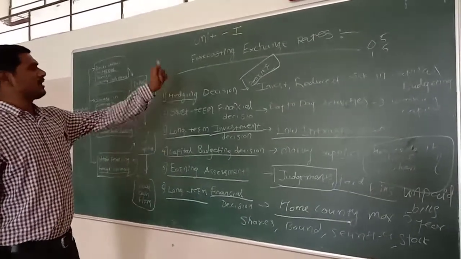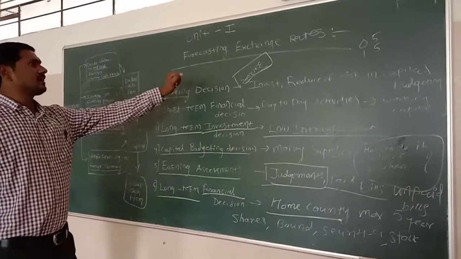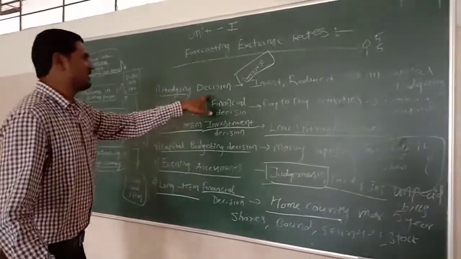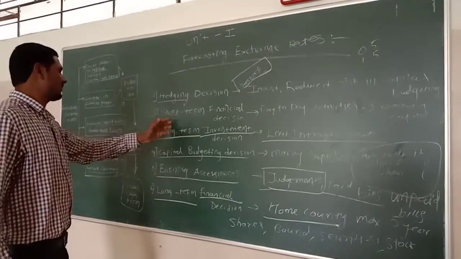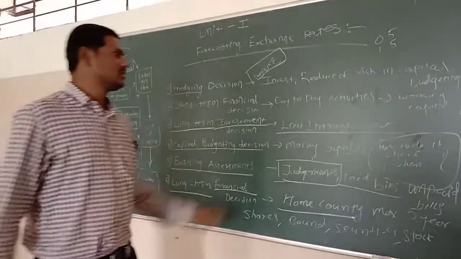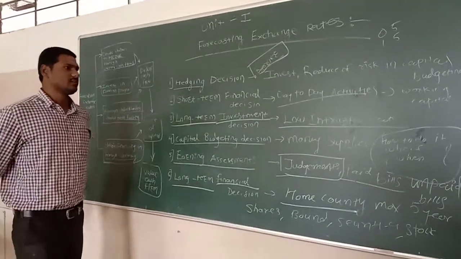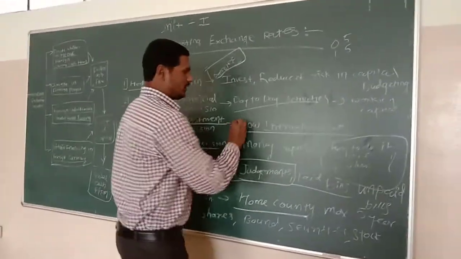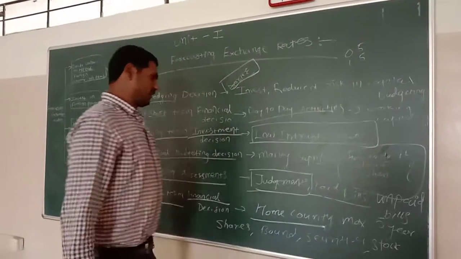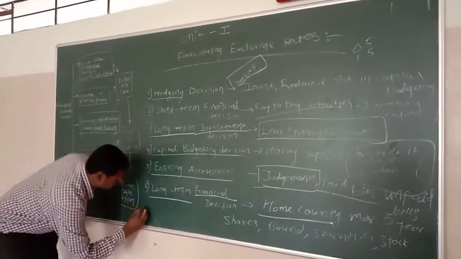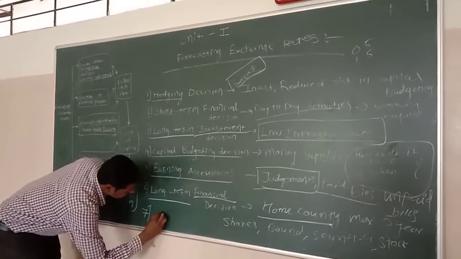So one by one you can understand what factors are affecting it. Firstly the hedging decision, investment, the financial capital. Second is the short-term financial decision, day-to-day activities, working capital. Long-term investment is always below a low interest rate. Also one factor is not included; we can include it: inflation.